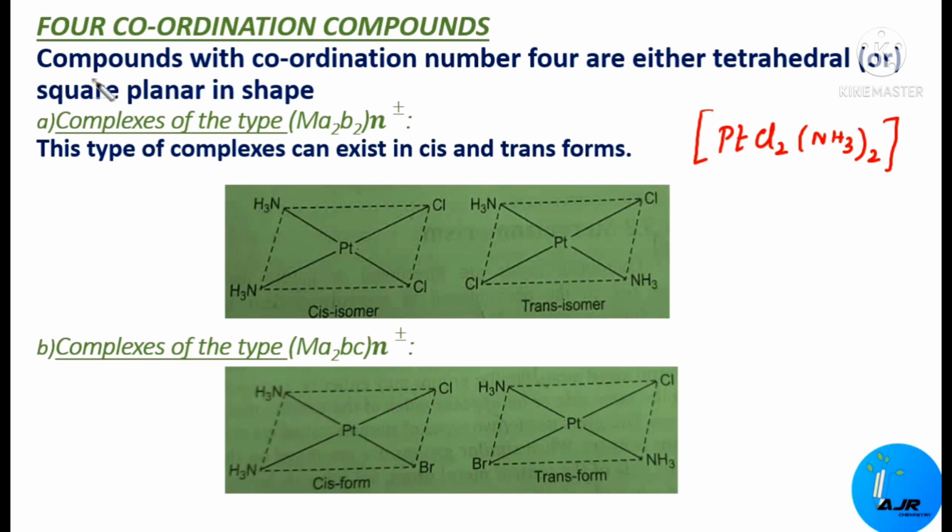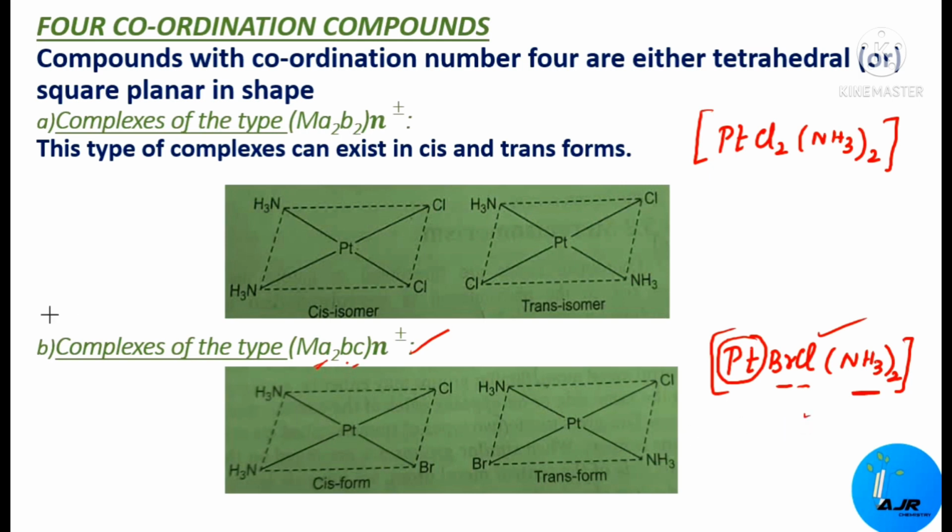So let me take an example for this: Pt, Br, Cl, NH3 twice. This compound is an example of this type, where Pt represents M, platinum. A2 is nothing but NH3 twice, B is Br, C is Cl. Understood? So this is the example for this type.